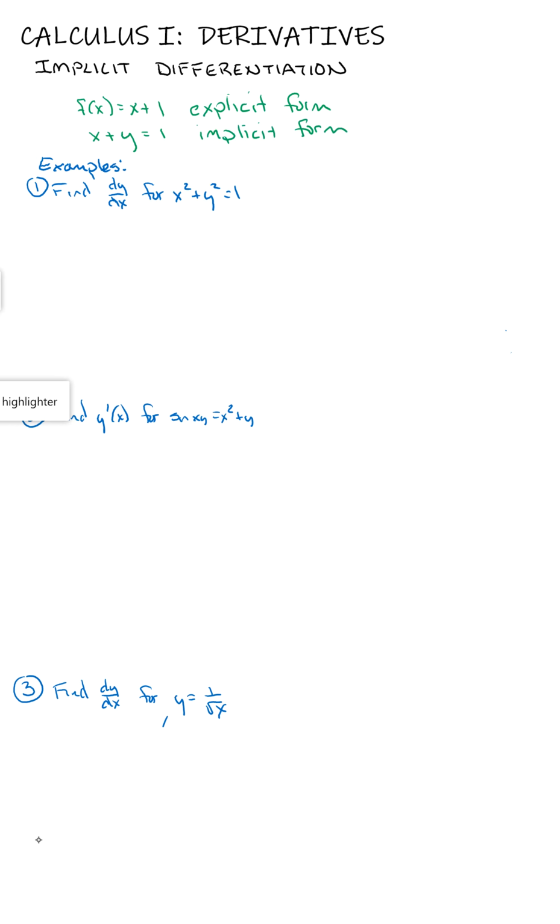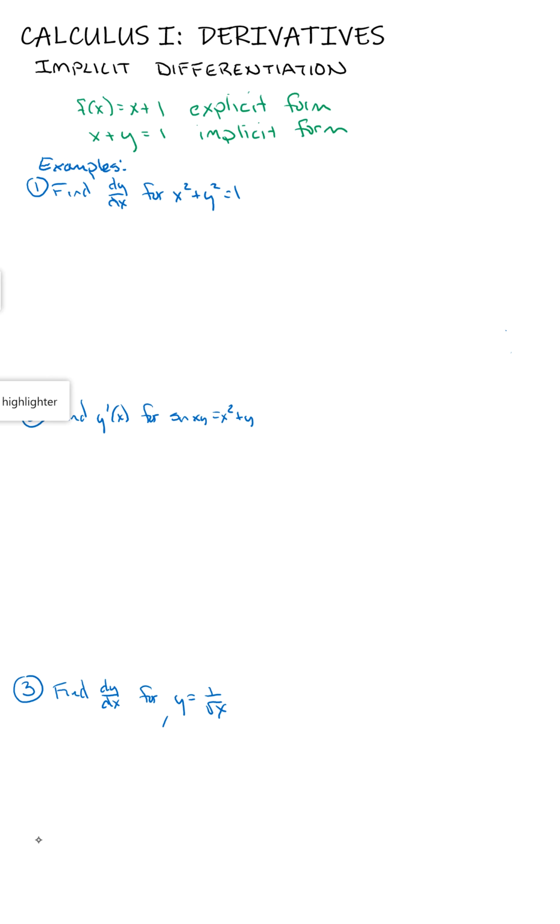All right, well, continuing on. So the idea is that I don't have my function written explicitly. I don't have it f of x equals something. I have x's and y's all kind of jumbled up together in my equation. And so that would be considered implicit form. Now, one way of working these is to simply solve for y and then differentiate explicitly. However, that's not always the case.